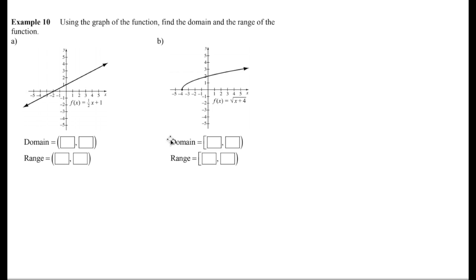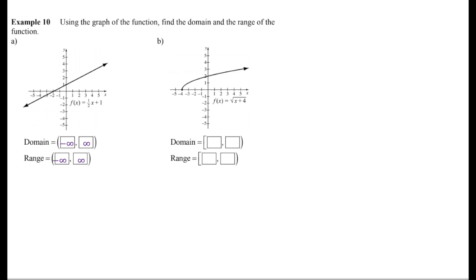When I take a look at this linear equation, I see that it's going to continually move left to right forever and ever. So my domain goes from negative infinity all the way to positive infinity. The same is true for my range. I'm going to start way down at negative infinity and I'm going to keep going up and up and up forever and ever. So my range is also negative infinity to positive infinity.